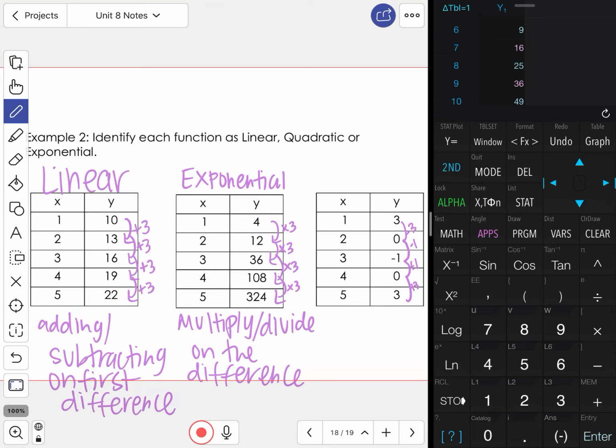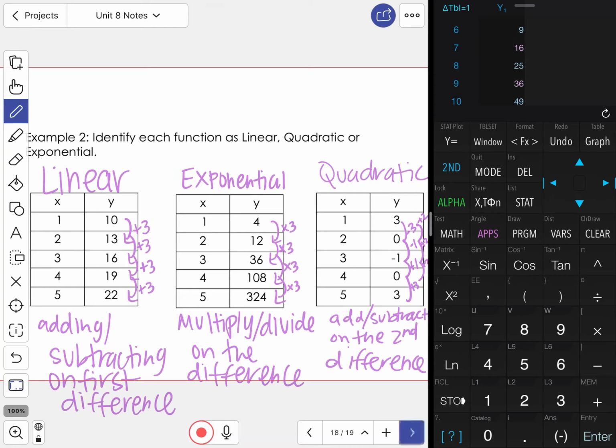But if we look at the second difference, from -3 to -1, I'm running out of space, it adds 2. From -1 to +1, it adds 2. From 1 to 3, it also adds 2. So what you're looking for on this one, we know this is a quadratic. So with quadratics, you want it to add or subtract on the second difference. So the second time you look at the differences between the numbers, if it's adding or subtracting the same thing, that means it's a quadratic.